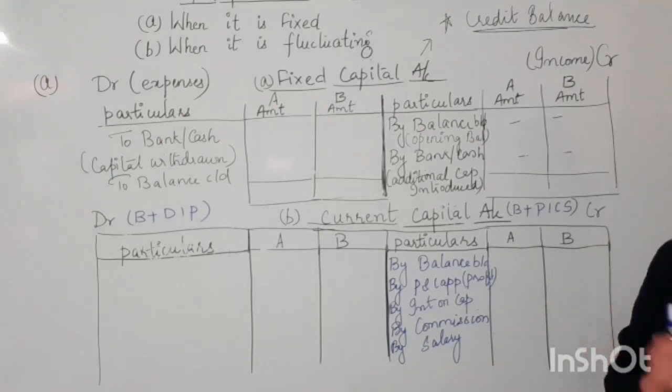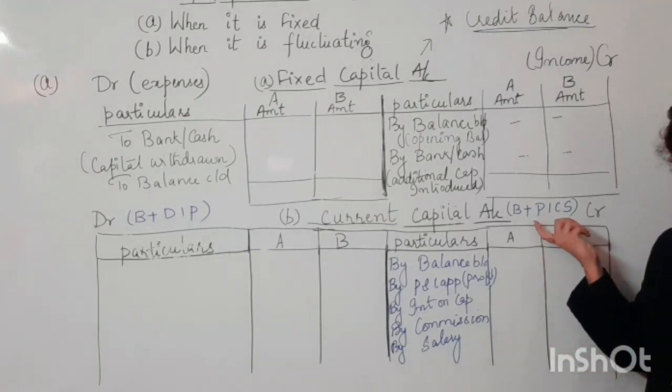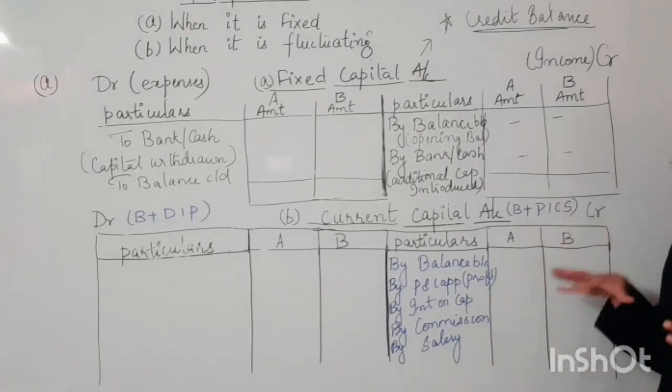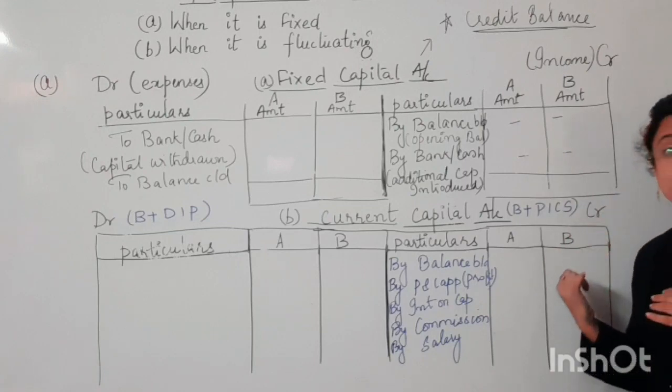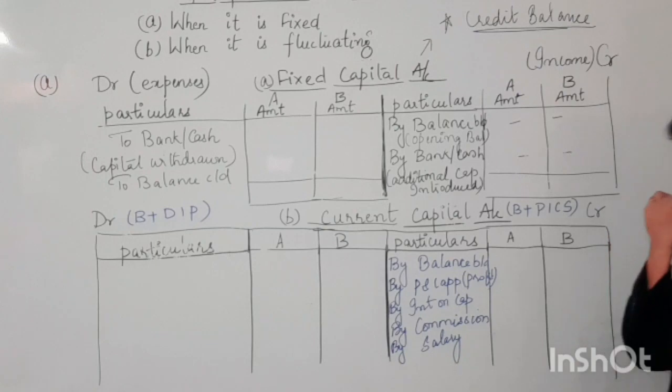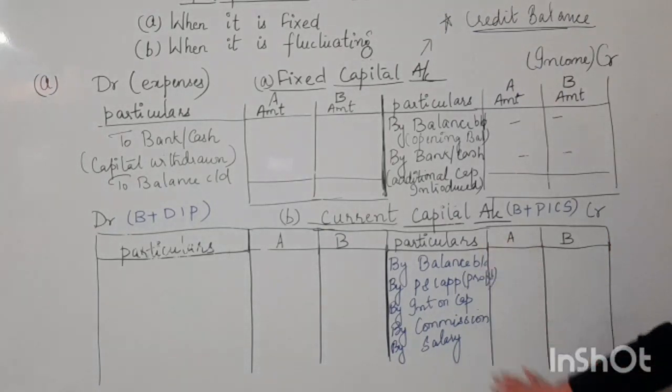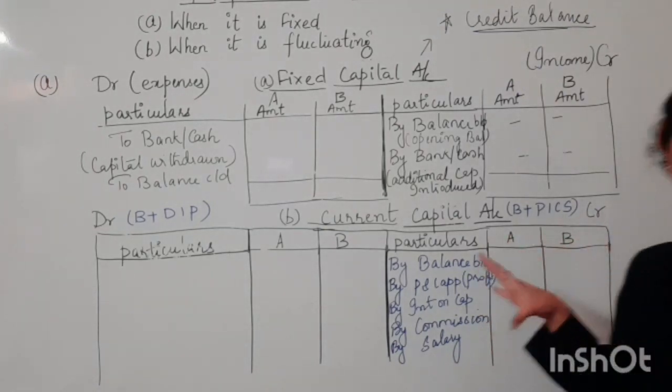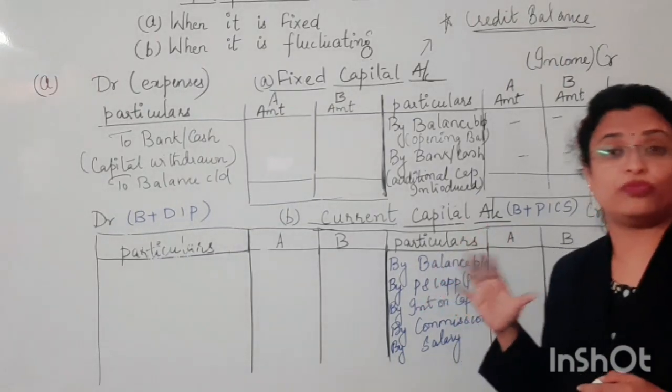And if you are not thorough with it, then you can use this acronym just to remember what all items you can have on the credit side of the partner's capital account as well as on the debit side. Now children, we have written all the items which are generally expected from the partner's point of view, which can be the income.